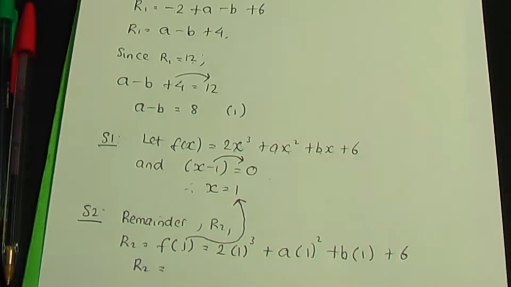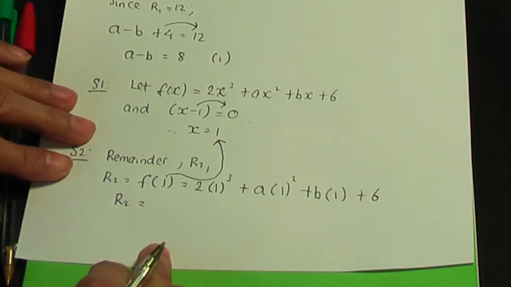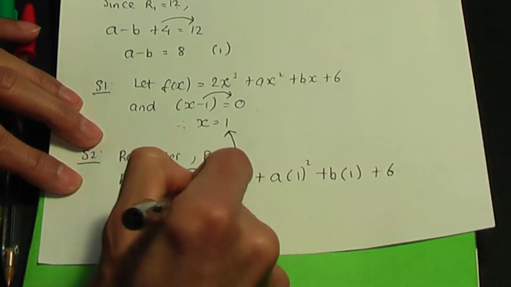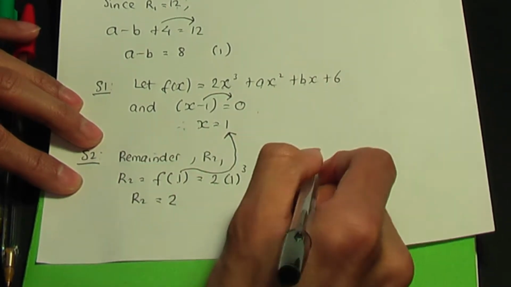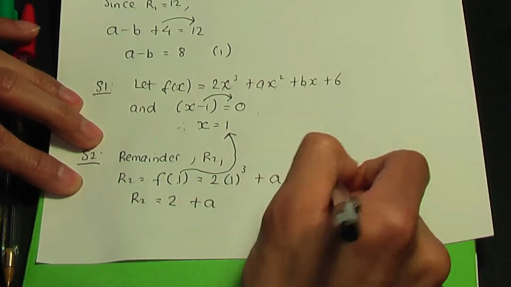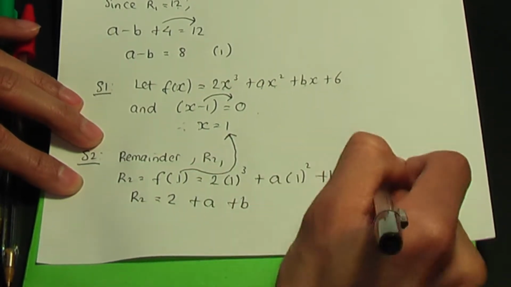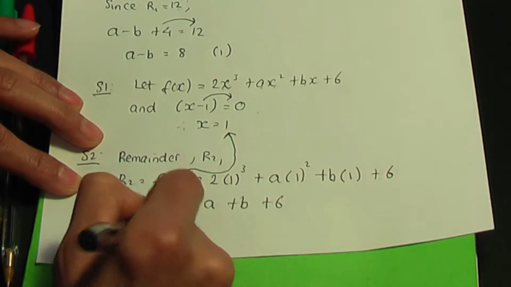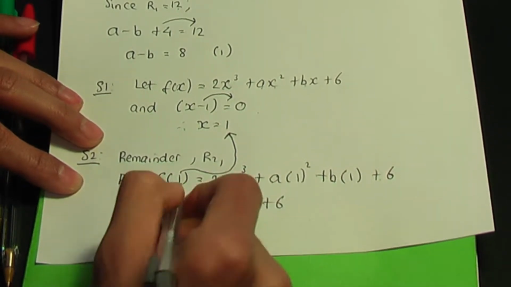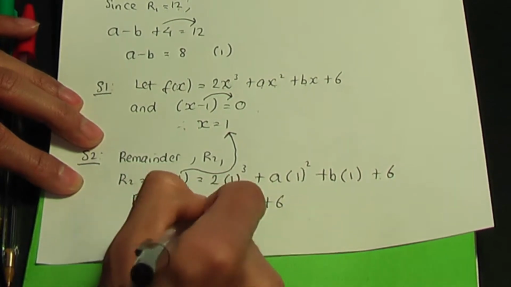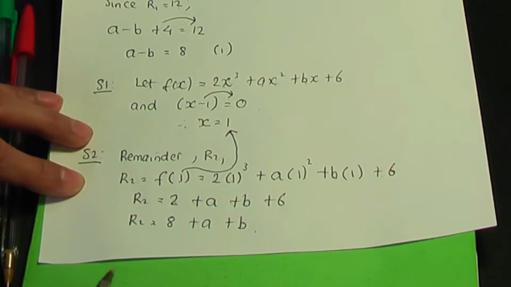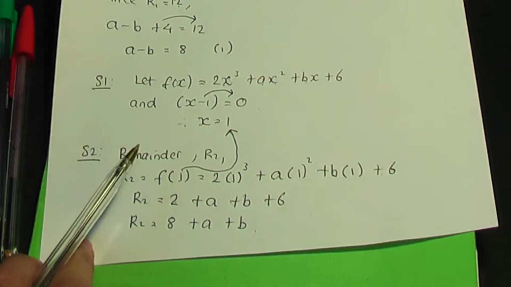Okay, so let's multiply these brackets. 1 cubed is 1 times 2 is 2. 1 squared is 1 times a is a. b times 1 is b, plus 6 at the end. And if I add the 2 to the 6, 2 plus 6 is 8, plus a plus b. So this is R2 in terms of a and b.